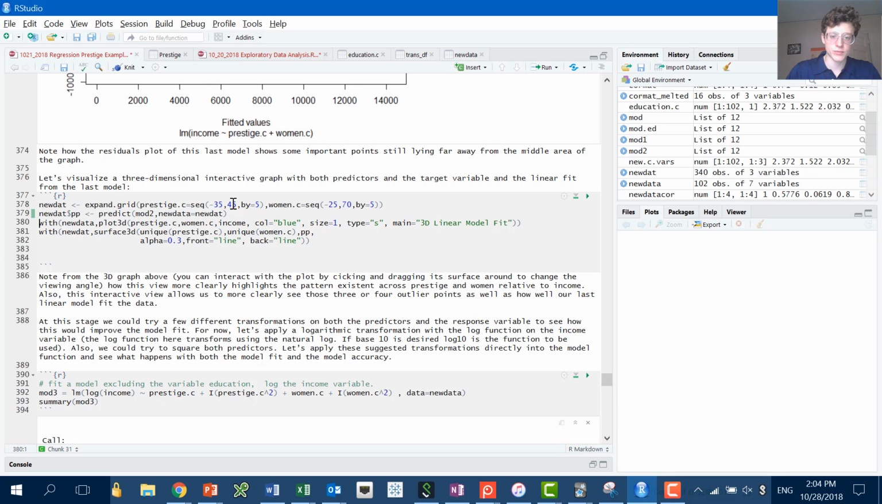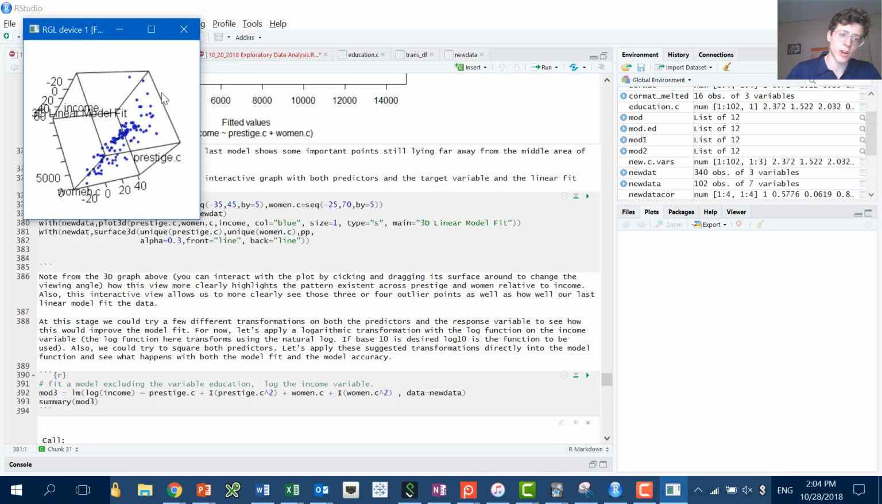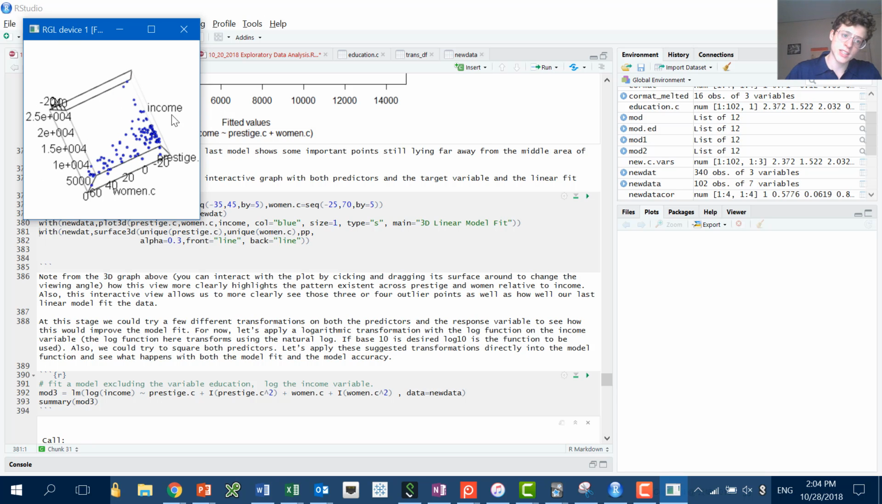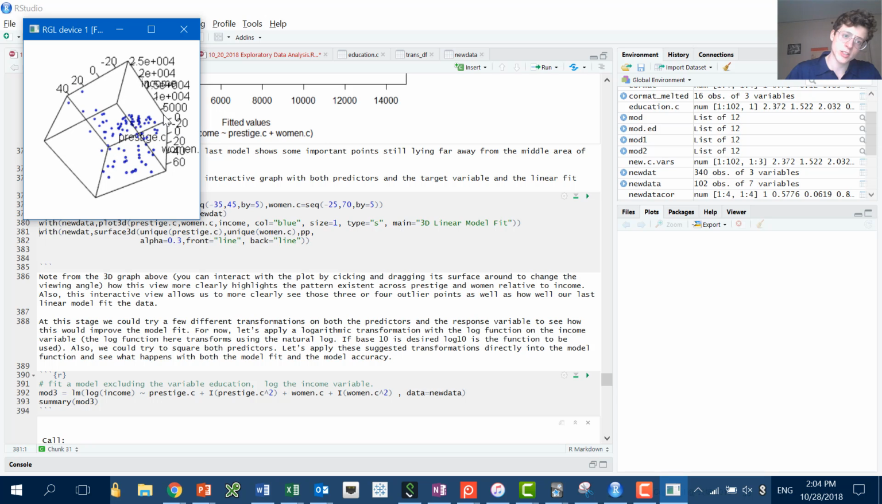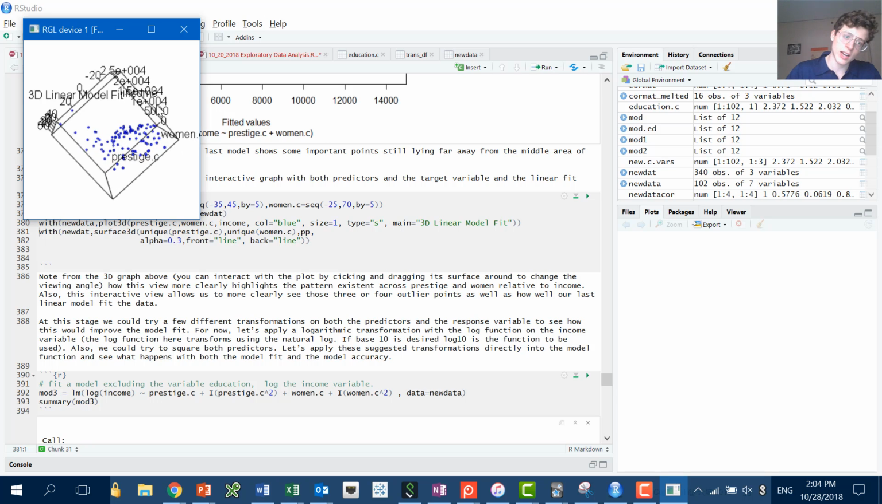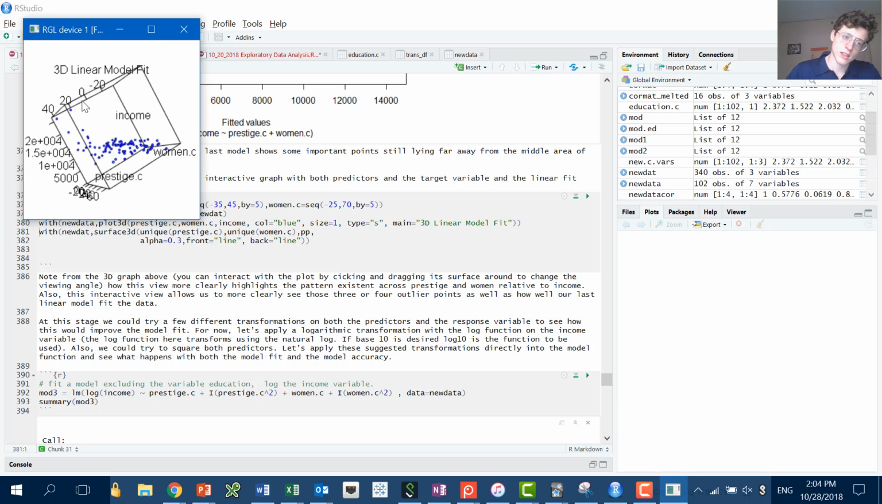Okay, so this is showing a 3D model. Kind of an awesome visualization, 3D model. Again, you can kind of see this is women, this is prestige, this is income. You can kind of see a curve right here.